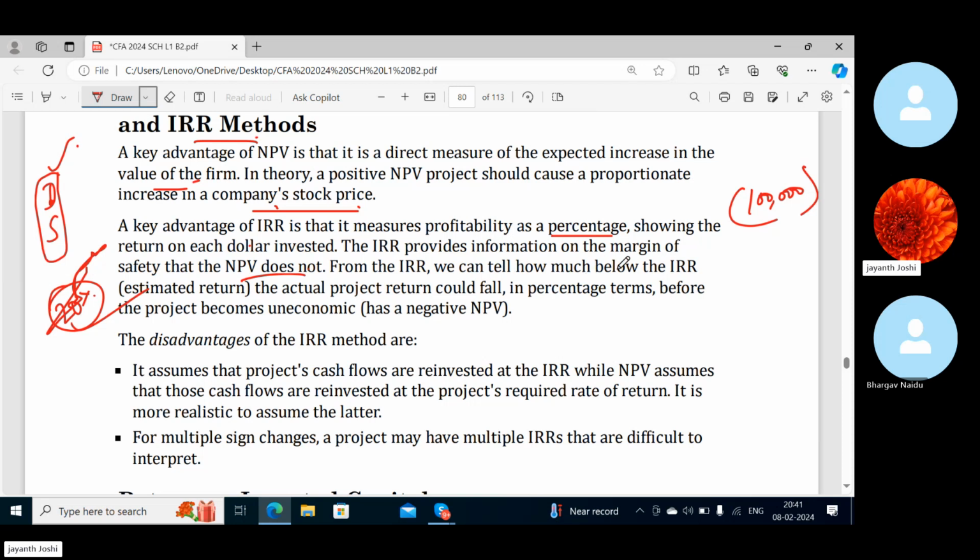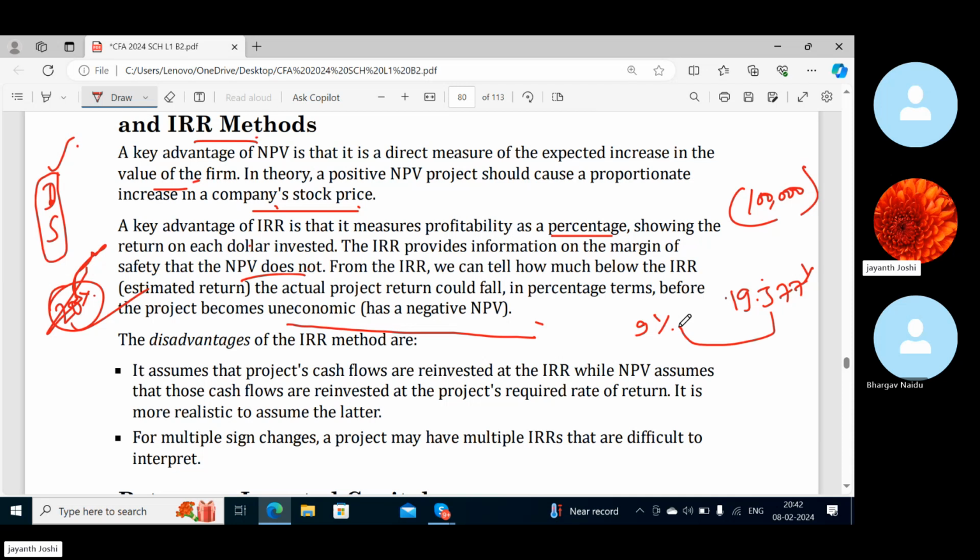From the IRR, we can tell how much below the IRR the actual project return could fall in percentage terms before the project becomes uneconomic, has a negative NPV. Of course, we have discussed that before. We were comparing the IRR with the hurdle rate, and we saw that if the IRR is more than the hurdle rate, it is good, and if the IRR is less than the hurdle rate, it is bad. Let's say the hurdle rate was 9% and your IRR was 19.377%.